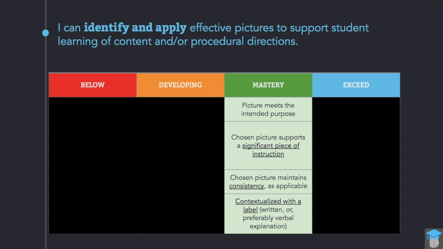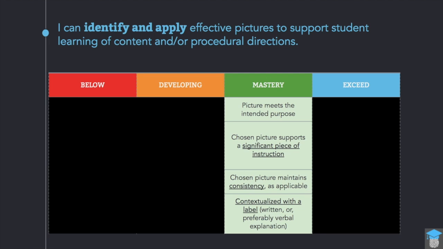The chosen picture maintains consistency. As applicable, contextualize with a label, written or preferably a verbal explanation. Again, think aloud through your pictures, and being able to explain without adding more verbiage is going to be preferable. And obviously, with static pictures, we might not understand how a teacher contextualizes, so we'll have to talk through some of those.